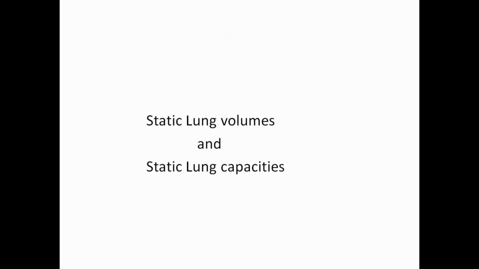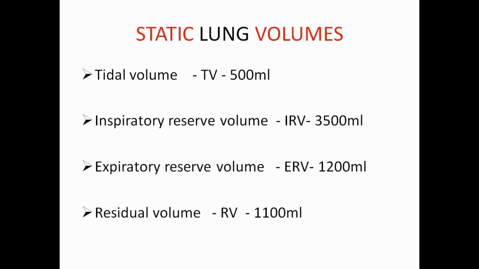In today's video, we won't touch the dynamic lung volumes and capacities, but we will be dealing only with the static lung volumes and static lung capacities. To begin with, we have four different types of static lung volumes and four different types of static lung capacities. So let's see what they are. Here are the four static lung volumes. The first is tidal volume, abbreviated as TV, and the normal value is 500 ml.